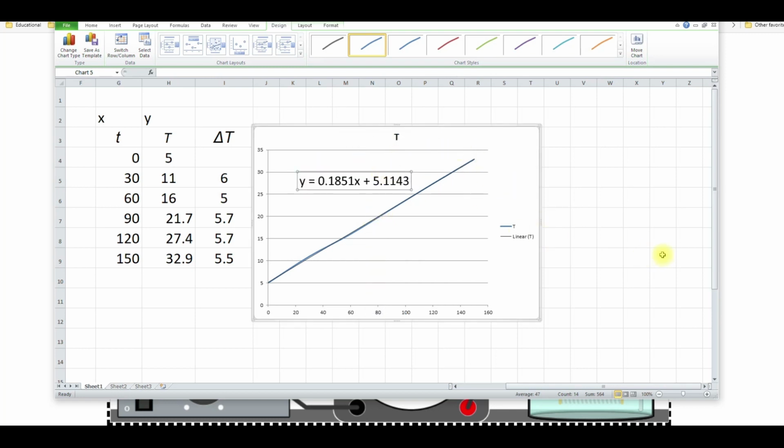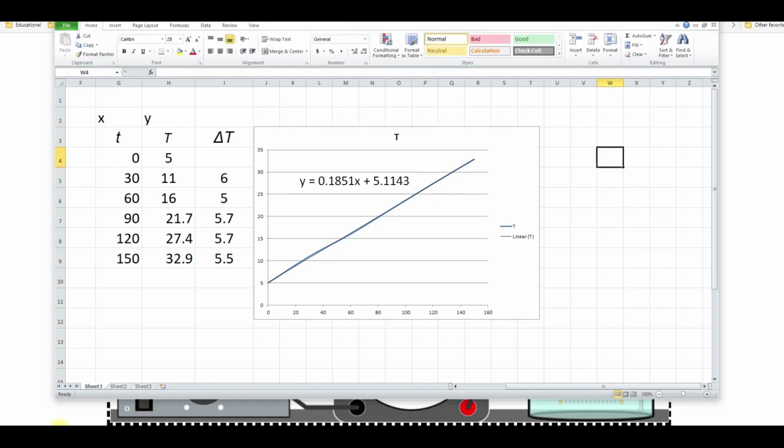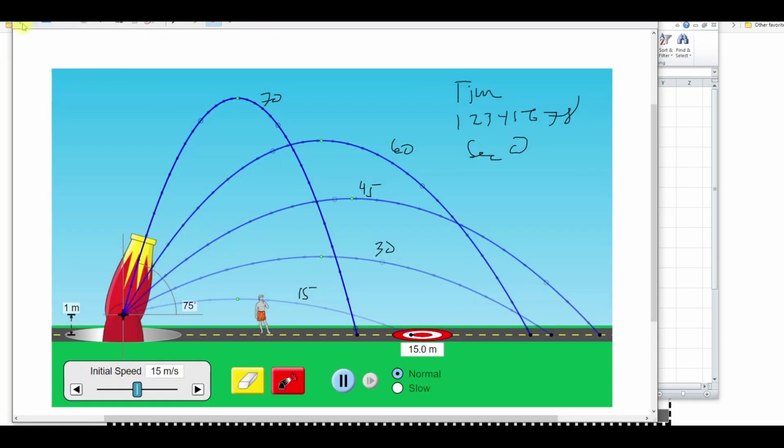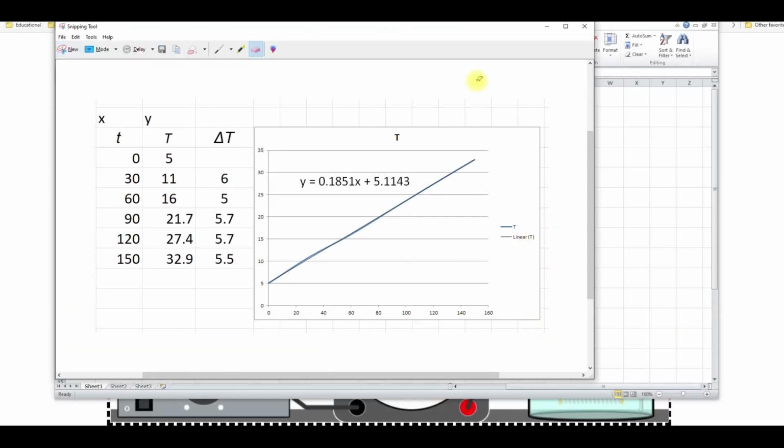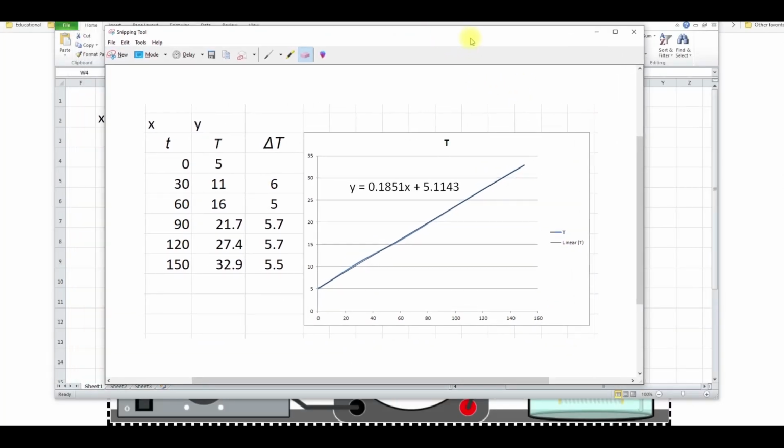What does this equation give you? It gives you the general equation for the slope. Let's take a screenshot. Take a screenshot of your data like this. Your teacher will ask it from you. Now, how do you know which one is the slope?